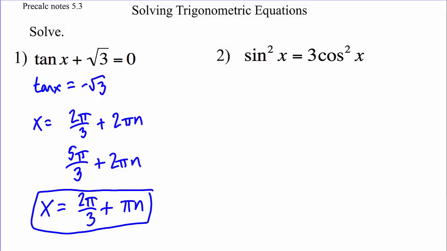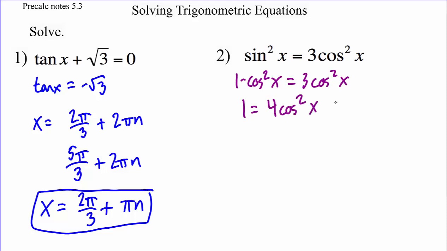On number 2, we have an issue that we have sine function on one side of the equation and cosine on the other. So what we're going to do is change this sine function to be 1 minus cosine squared of x is equal to 3 cosine squared x. And then what I want to do is get all the cosines on the same side of the equation, like you see here. And then I can divide. So I know cosine squared x is going to be 1/4. Now the way to undo a cosine squared is to take the square root. So what I'm going to have here is cosine of x equals plus or minus 1/2.